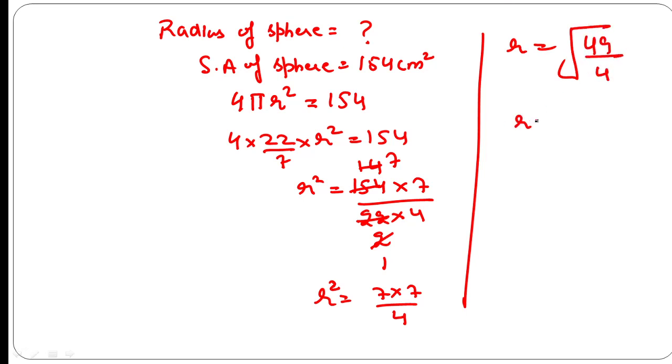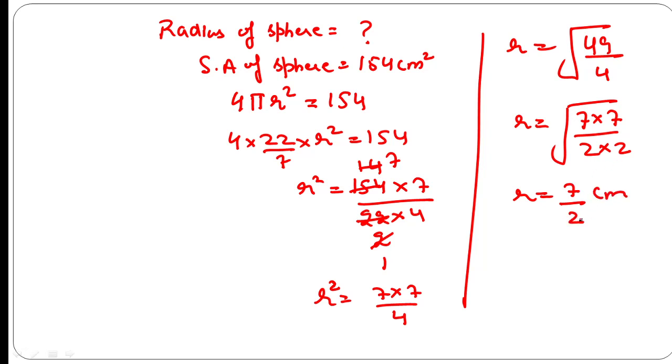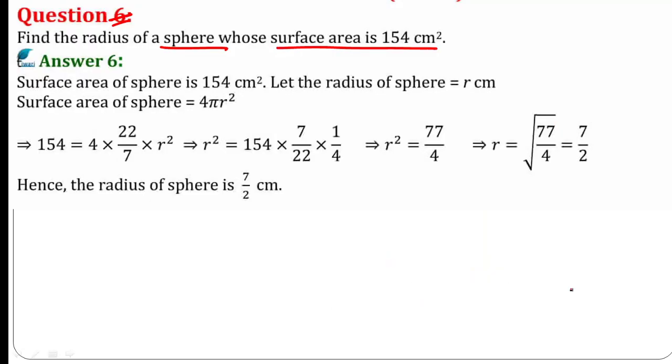So what is the square root of this 49? 49 can be written as 7 into 7, and this 4 can be written as 2 into 2. So one pair will come outside, so this will become 7 divided by, in the denominator, 2. So 7 upon 2 centimeter is your radius, or on dividing you can also write it as 3.5 centimeter. That is your required answer.